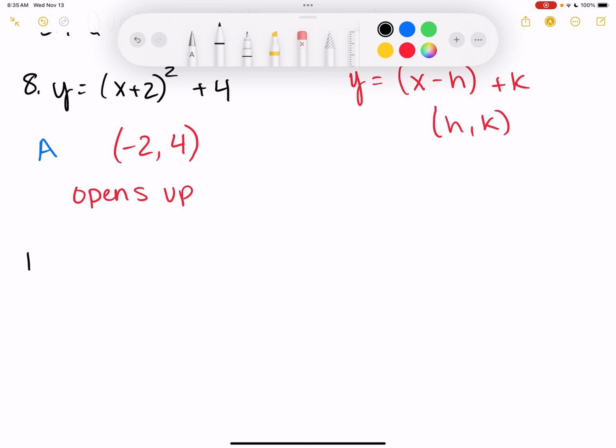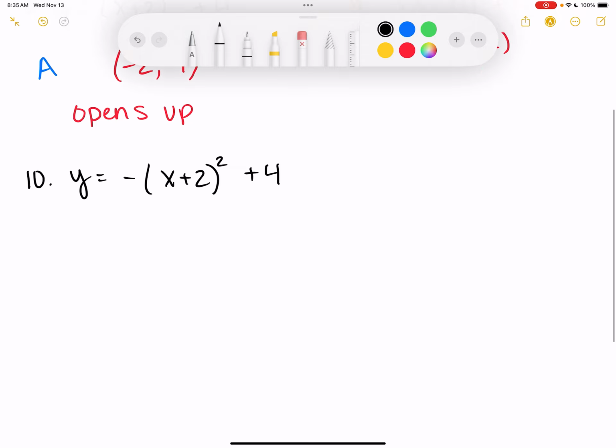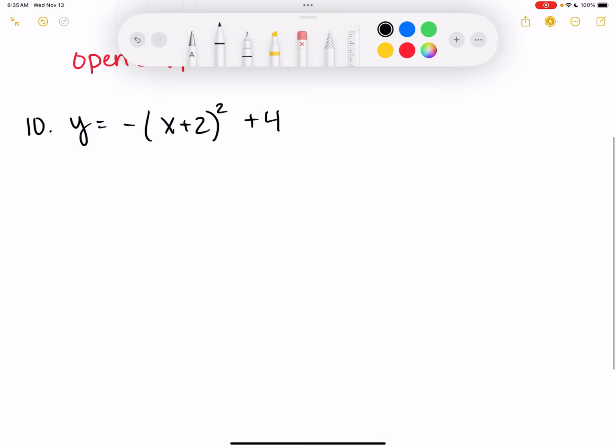Number 10, y equals negative, parentheses, x plus 2 squared plus 4. So, what would my vertex be of this one? Yep, negative 2, 4. And what way does this one open? Yep, opens down.